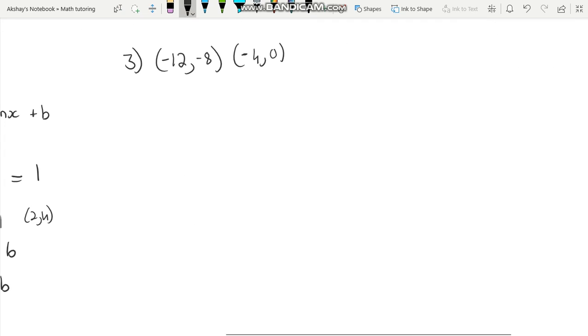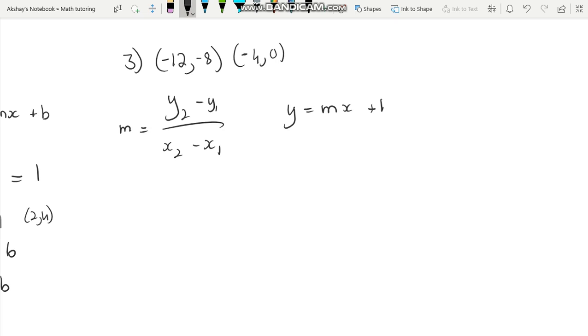Moving on to the next question. Of course, again, I can use my y2 minus y1 divided by x2 minus x1 to find my slope. The form that I want my equation in is y is equal to mx plus b. x1 is -12, y1 is -8, x2 is -4, y2 is 0. So y2 is 0, y1 is -8, x2 is -4, x1 is -12.